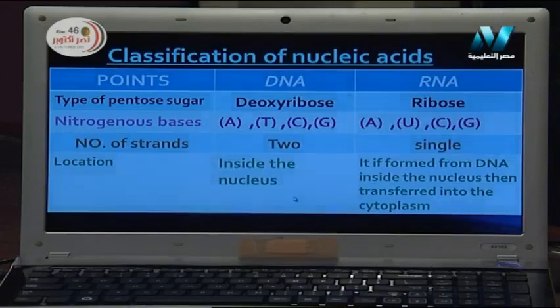What about the locations of DNA and RNA? DNA found inside the nucleus, but RNA formed from DNA inside the nucleus then transformed into cytoplasm.